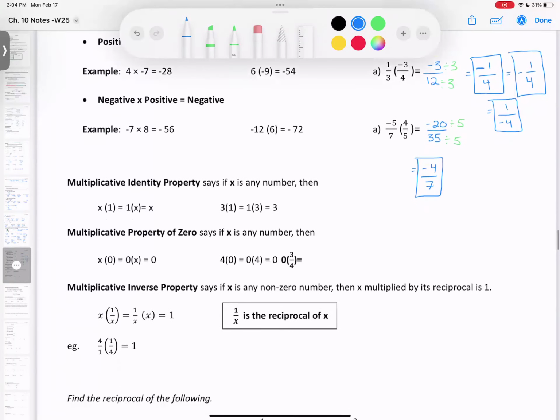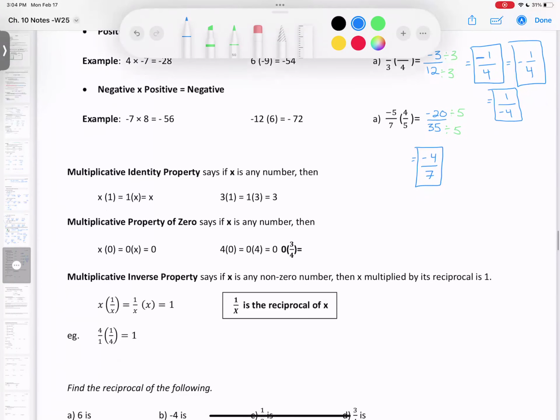Okay, a few properties that we know from before. The identity property states that anything we multiply by 1 gives us the same number. So any general number, if you imagine there's a general number here, x, multiplied by 1 would be the same thing as 1 multiplied by x, which just gives you x. So with a more specific number, you can see the example there. 3 times 1 is the same thing as 1 times 3, which is 3.